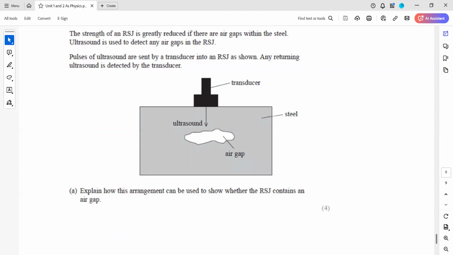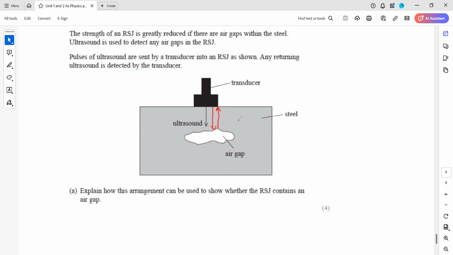So how can we identify that it contains an air gap? It's a 4-mark theoretical question. First we'll send an ultrasound pulse, and that pulse will strike the air gap if there is one and bounce back, and we calculate the distance. The speed of ultrasound in the steel is known. So we'll record using a transducer. First, we'll produce a pulse. That pulse will be sent, and it will bounce back.